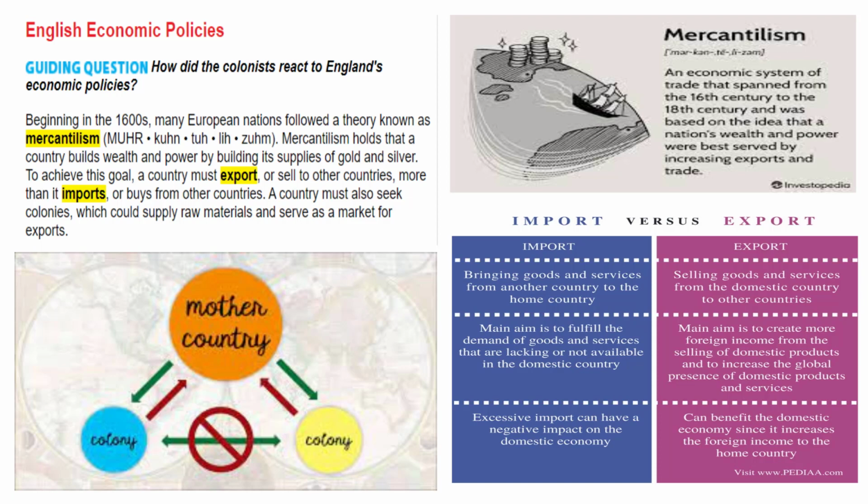Question number 13. What was the theory of mercantilism? This was the economic theory that a country needed to build its wealth, its money, and power by increasing its supplies of gold and silver. And to do that, they needed to export or sell more than they imported or took in.